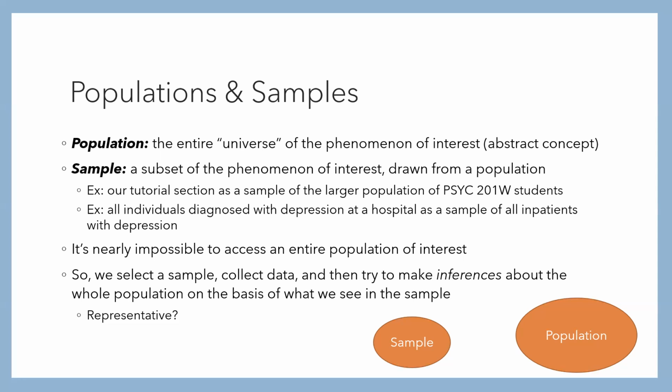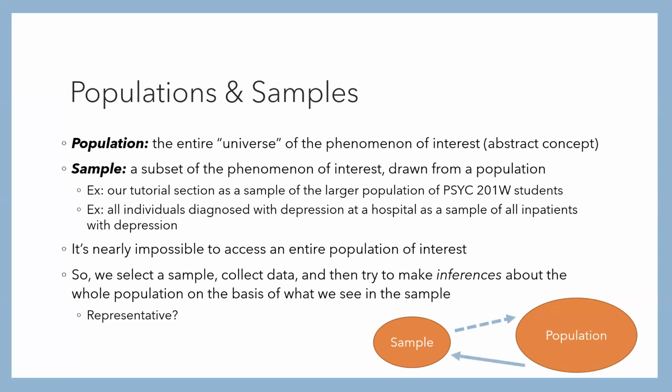One of the few exceptions to this is when researchers use a country's census data. Usually, it's impossible to even know how large the population is in actual numbers. So, since we can't access the population, we select a sample, we collect data on that sample, and then we try to make inferences about the whole population on the basis of what we are observing in the sample.